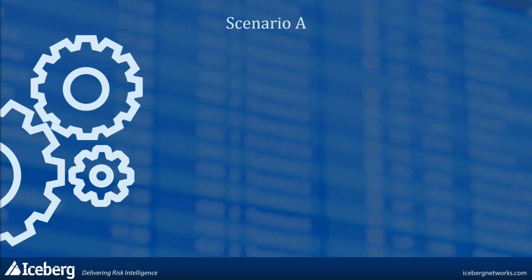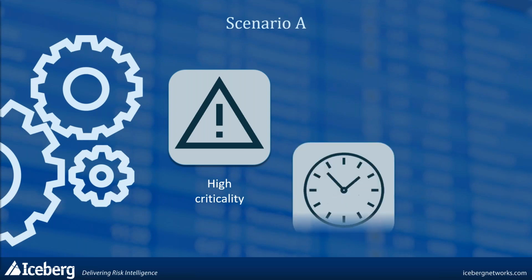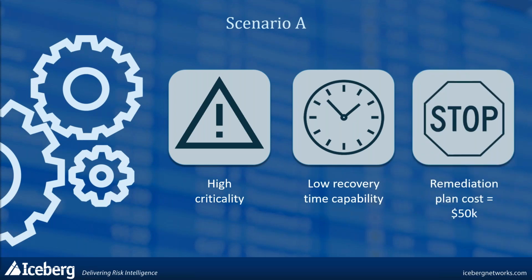Consider the same scenario with more detail. If we have a business process with a high criticality and a high requirement for a recovery time objective, but has a low recovery time capability, it may have a remediation plan which costs $50,000 to resolve. The business unit may decide not to remediate because they don't have enough budget, it's not in their priorities, or the importance is not assigned.